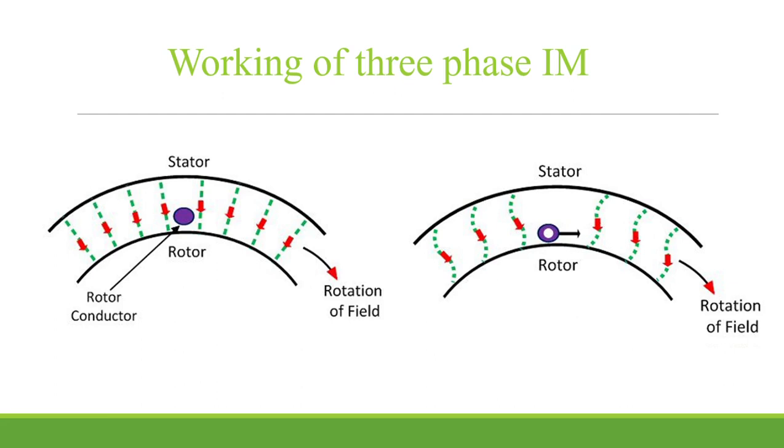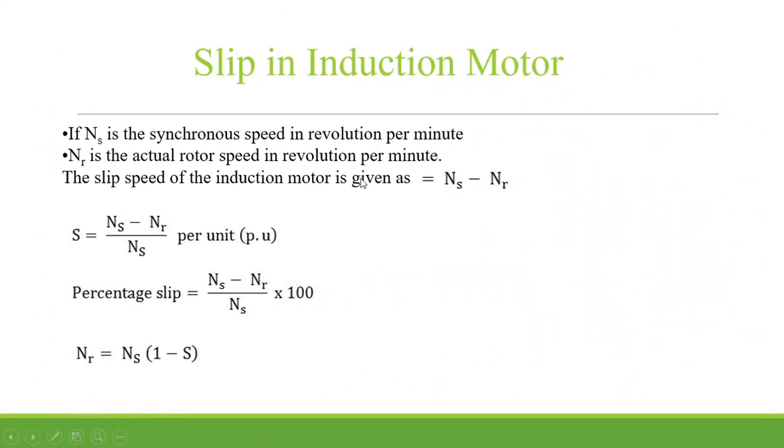So this difference between the stator speed and rotor speed is called slip speed. So we will study the slip in induction motor. Suppose Ns is the synchronous speed in revolutions per minute, and Ns is given as 120 fs upon P. So if we increase the number of poles, the speed will decrease, and if we reduce the number of poles, the speed will increase. And suppose Nr is the actual rotor speed, and Nr is definitely less than Ns. Nr is also in rpm. So the slip speed for the induction motor will be given as Ns minus Nr.